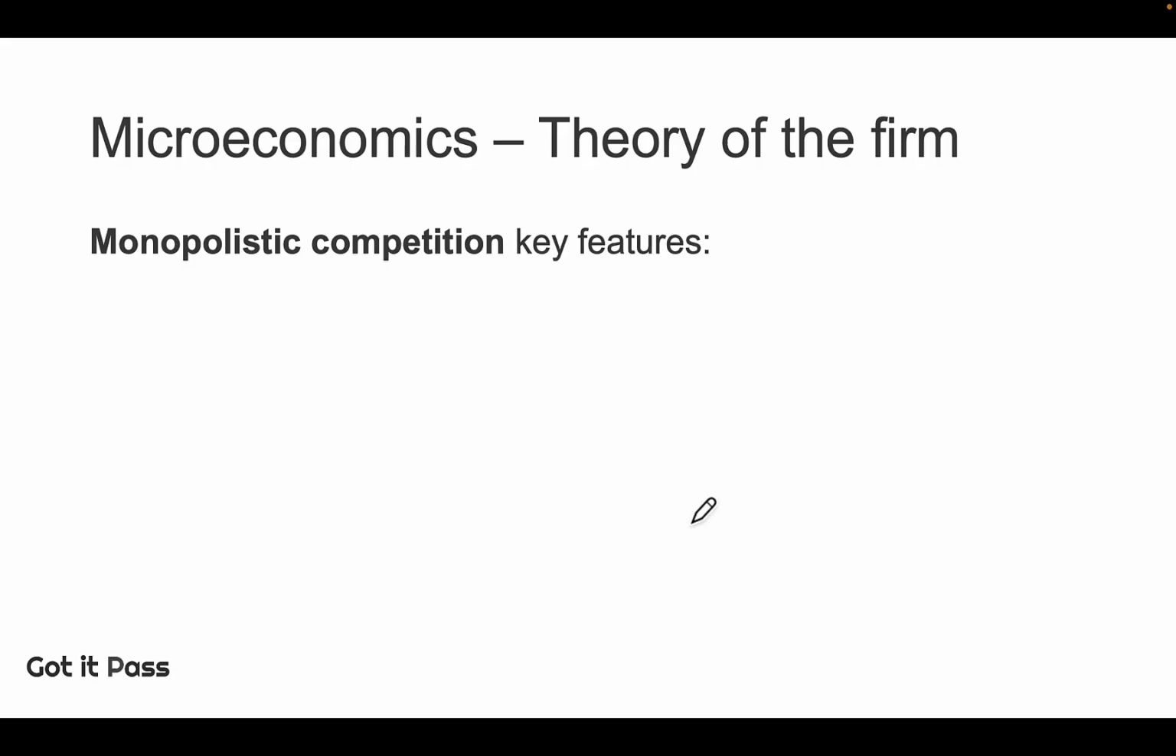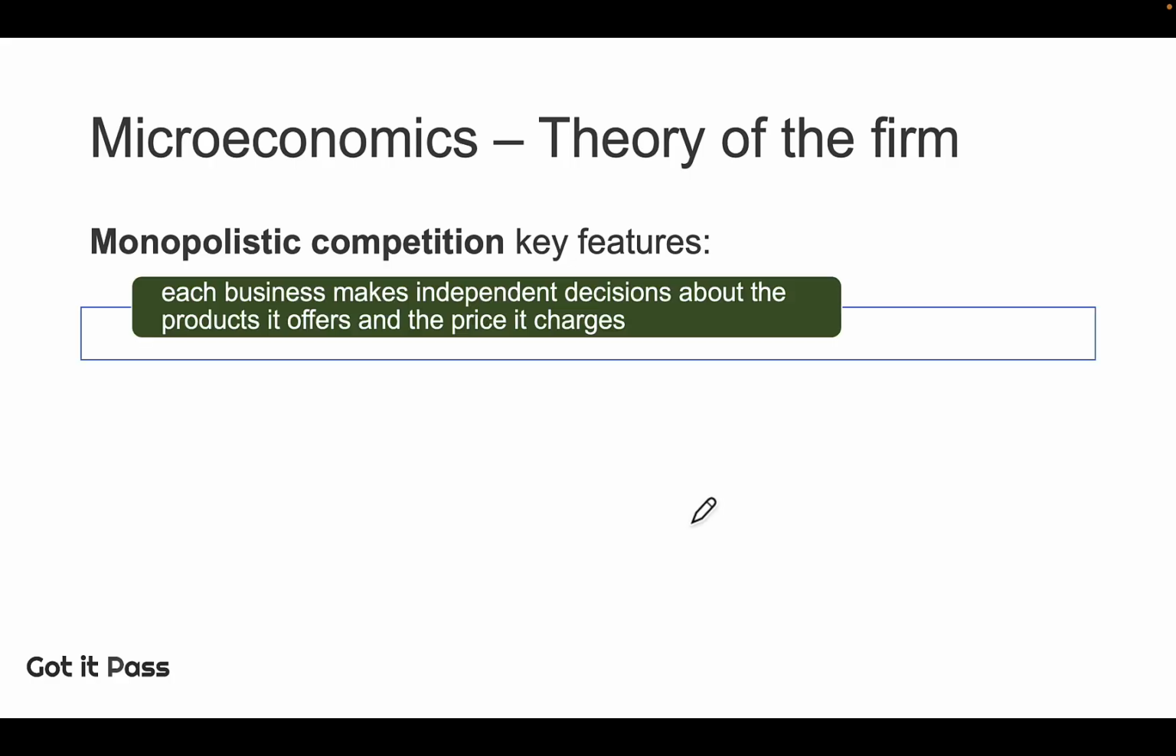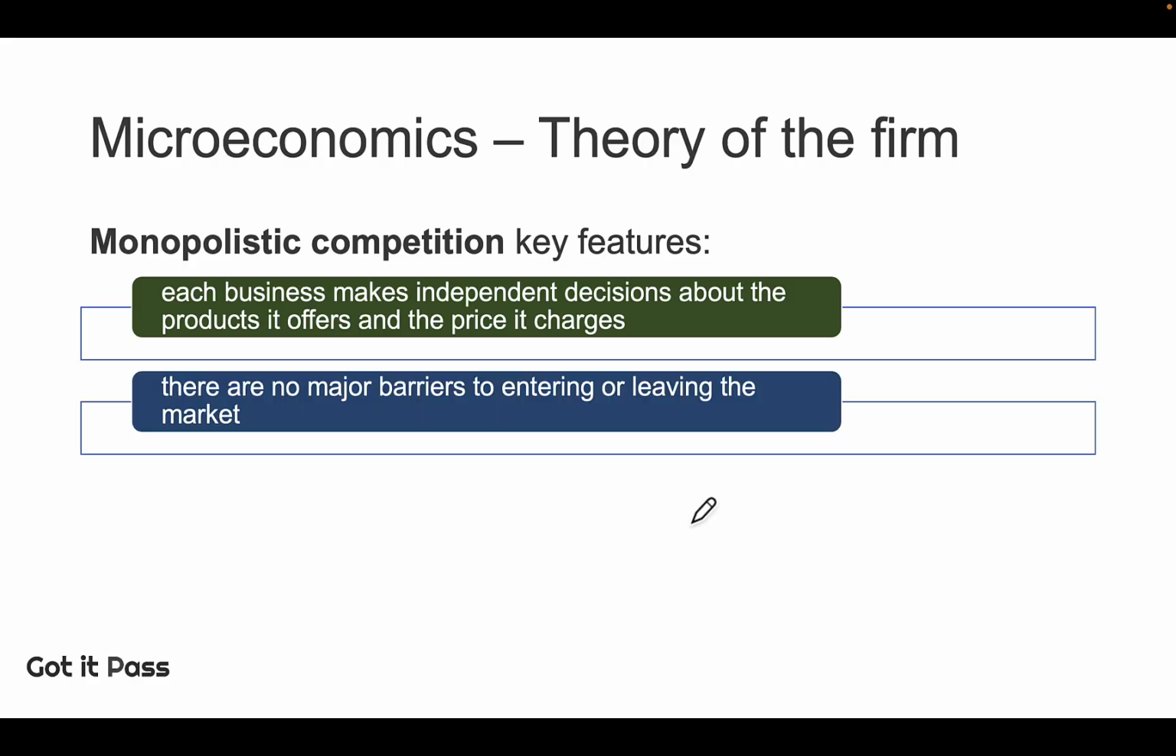The features of monopolistic competition: first, each business makes independent decisions about the product it offers and the price it charges. That means no one or two players can play a significant role in influencing the price. And there are no major barriers to entering or leaving the market. Like I just mentioned with the stationery market, there's no major barrier to going into it. Any participants, if they have a good idea and can turn it into a product, can go into the market without any government legislation.